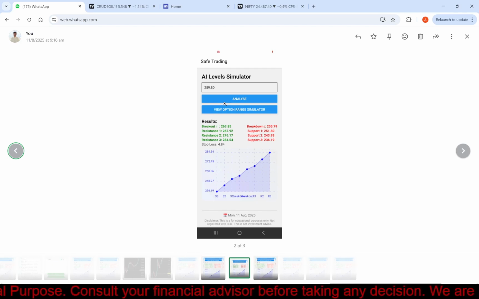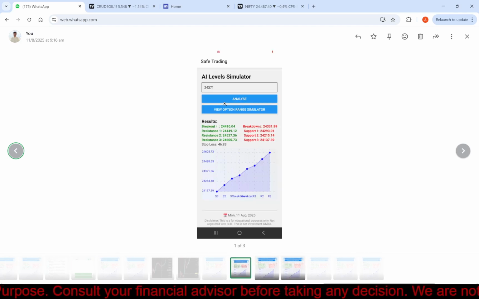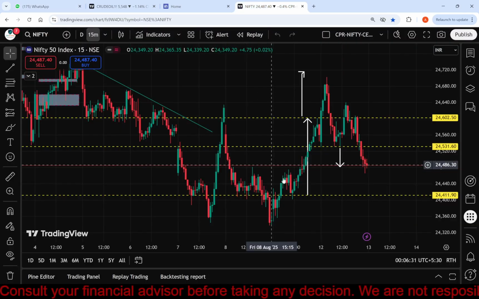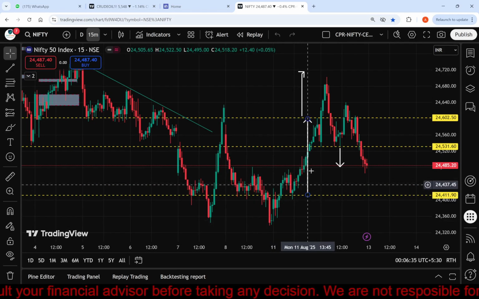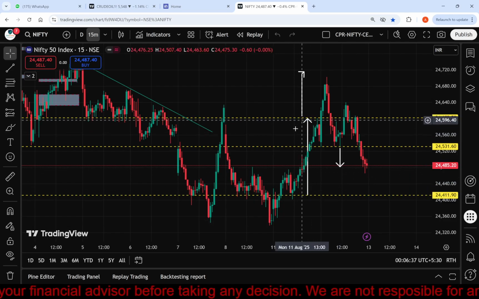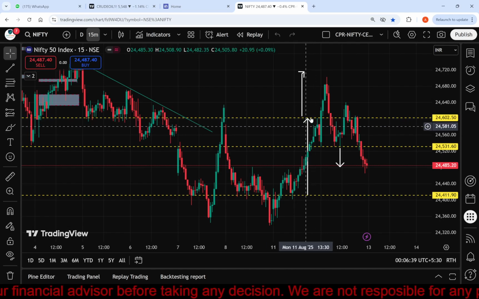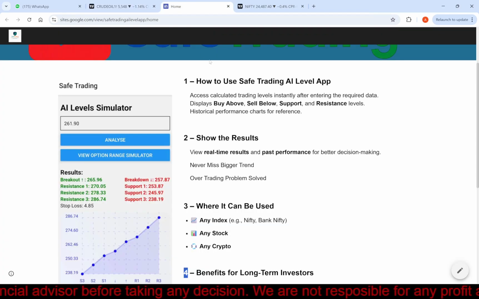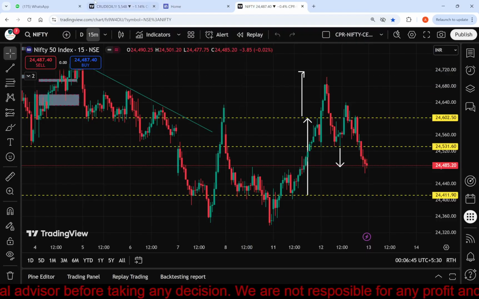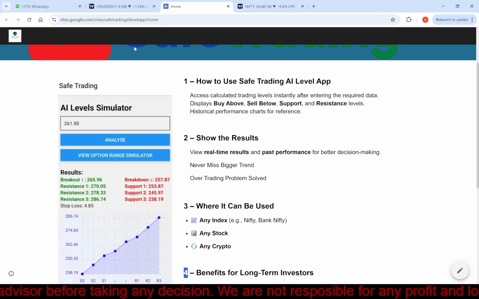Here is another example, for 11th August. After breaking 24,410, we captured a one-sided rally of up to 200 points. We have enough data, and this is not the case on only one day. This is happening daily.